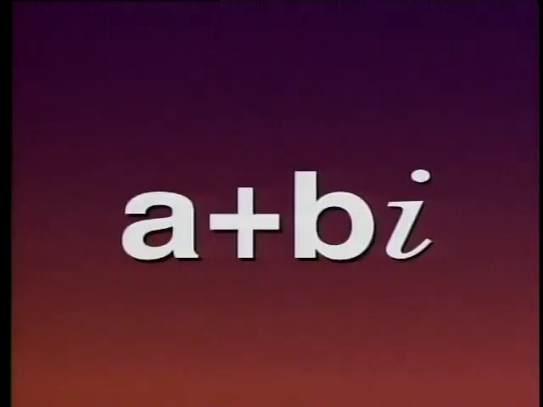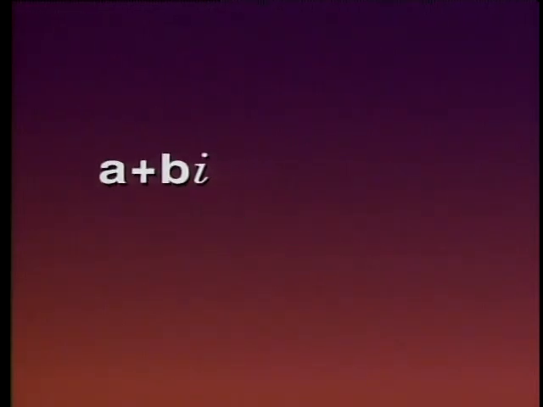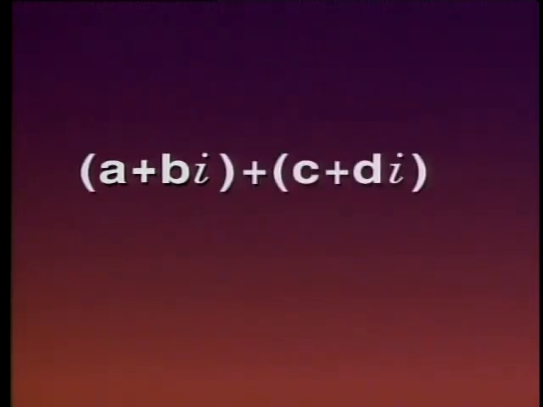In the interest of learning to walk before learning to fly, let's first perform some basic operations with these new numbers. Let's go back to the standard form for complex numbers, the real number a plus the imaginary number bi. I want to add two complex numbers, so first I'll create another complex number, c plus di.